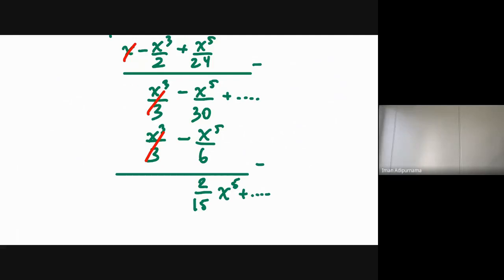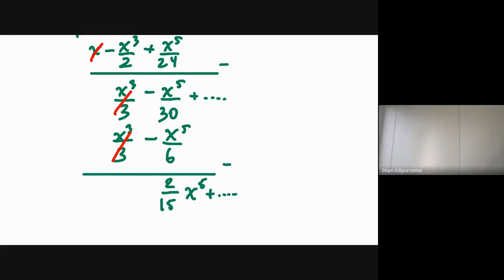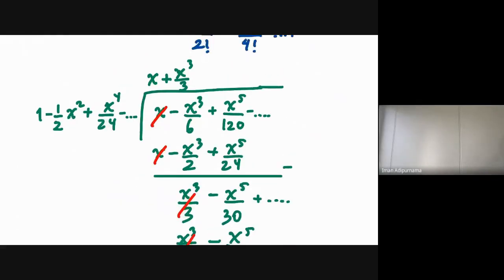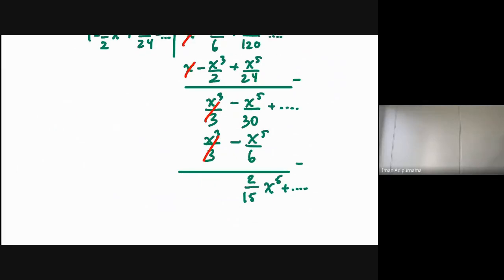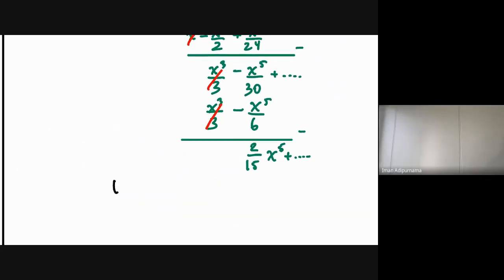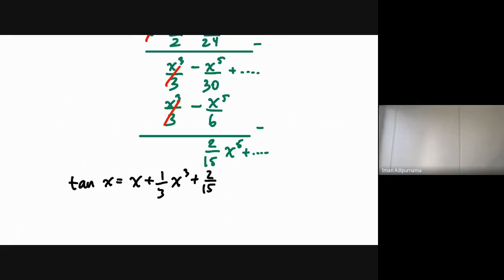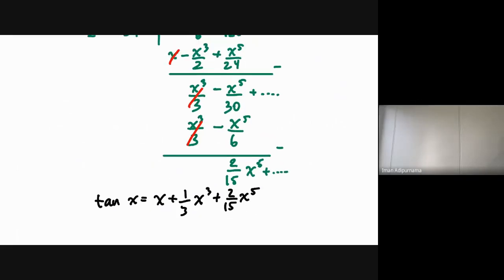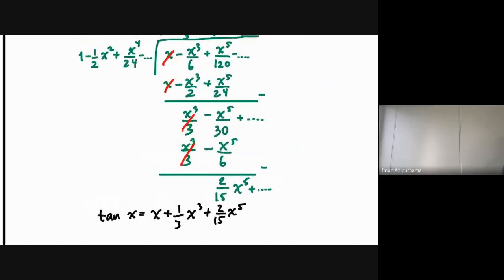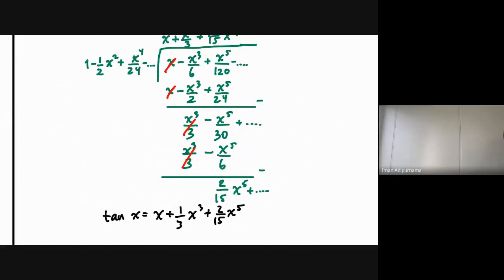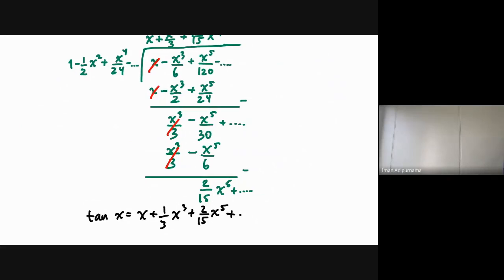I still have other terms after this, but we can just stop here, and we can write the answer or the result for tangent x is x plus ... and then plus dot dot dot.